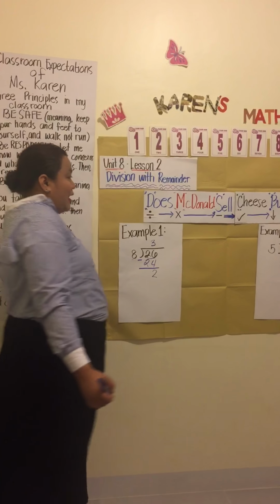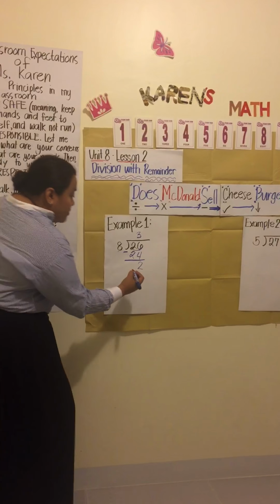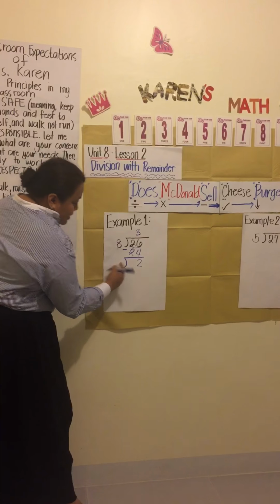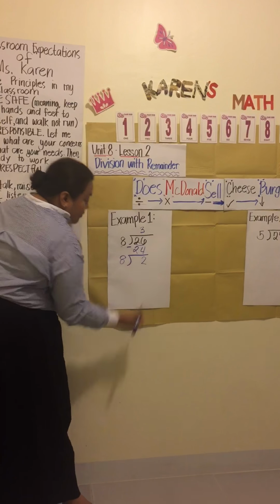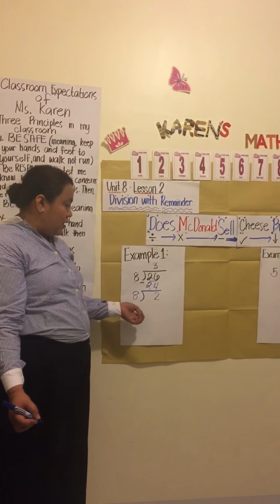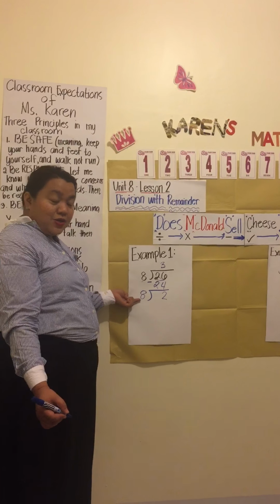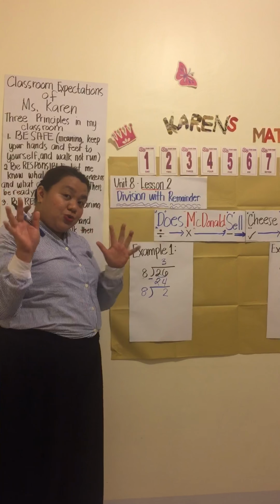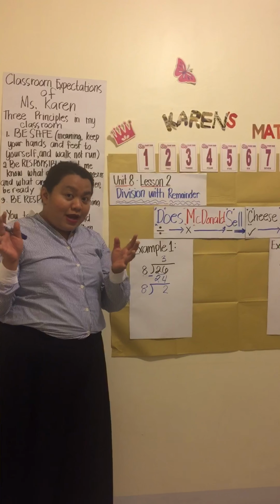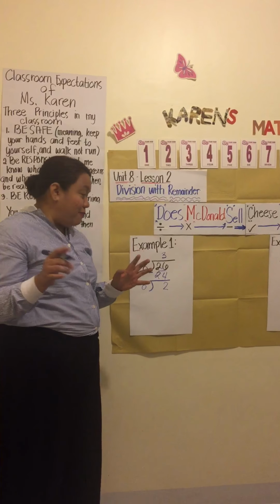Now, the next step is check. We are going to make another house here, and bring down 8. Now, the question, can we divide 2 by 8? No, that means 2 is our leftover. And by our vocabulary today, we talk about remainder, which is the leftover number.